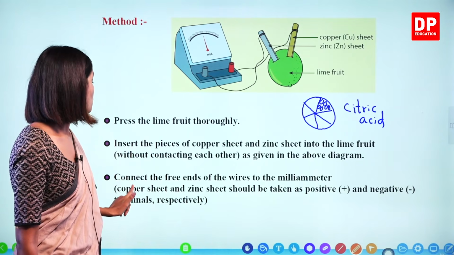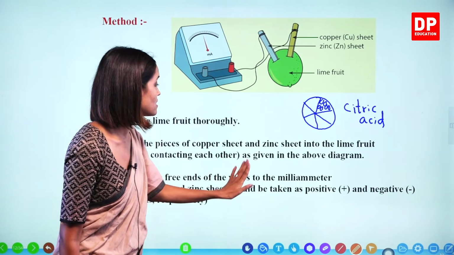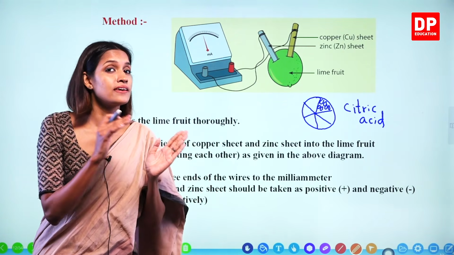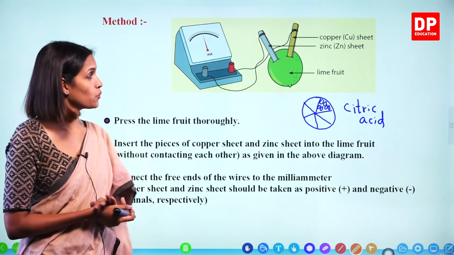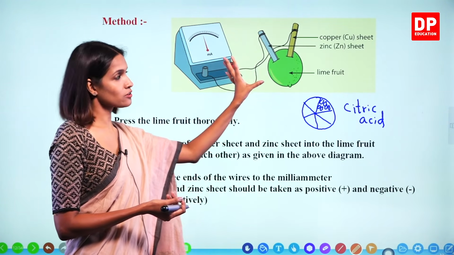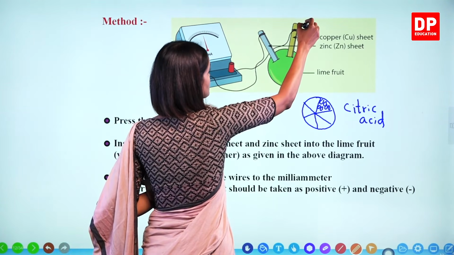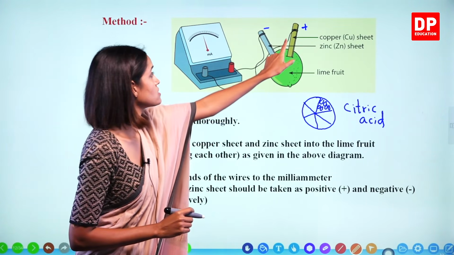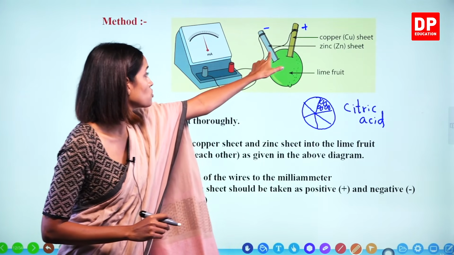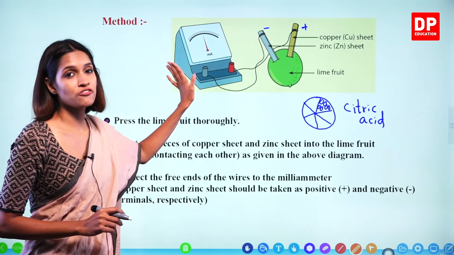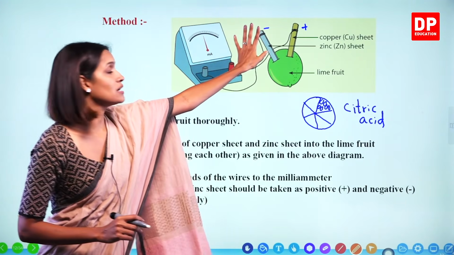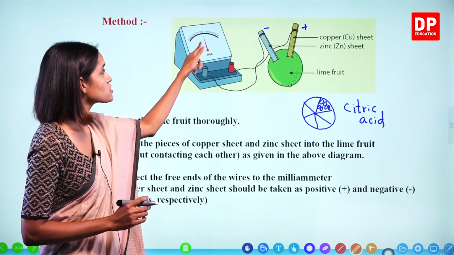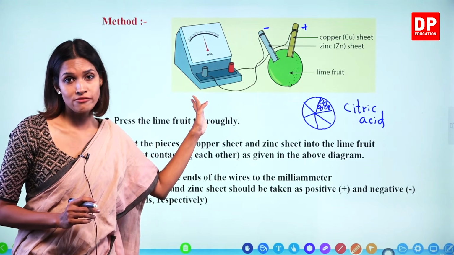And make sure copper sheet and zinc sheet should be taken as positive and negative terminals. You all know when we discuss about cells, they have positive and negative terminals. Okay? So, for now you can go through this one like this. Copper sheet is the positive terminal, zinc sheet is the negative terminal. Therefore, when you connect this copper sheet, this wire with the copper sheet should be connected to the positive side of the milliammeter and zinc sheet should be connected to the negative side of the milliammeter. And you can observe what happens to the indicator of the milliammeter or the galvanometer.